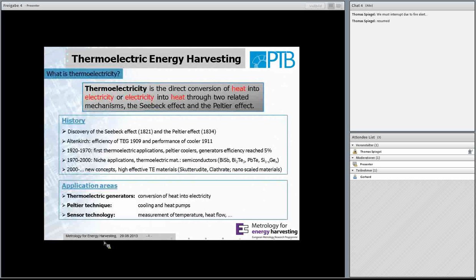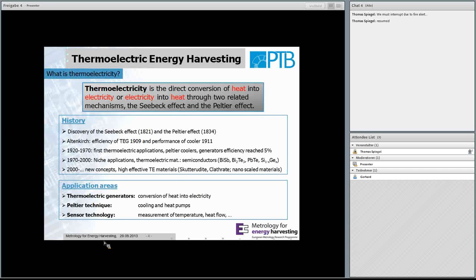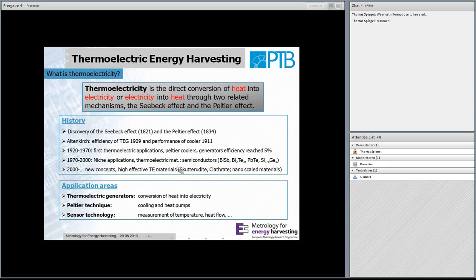Okay, what is thermoelectricity? We have heard it today often. Thermoelectricity is the direct conversion of heat or temperature difference into electrical energy, or vice versa, electricity into heat energy, through the two related mechanisms, the Seebeck effect and the Peltier effect. In 1821, Seebeck discovered his effect in a way that he connected two dissimilar metals to each other, with the two junctions at different temperatures. And in such a circuit, voltage is produced, which can be measured and which was directly proportional to the temperature gradient applied. We'll come to this point later.